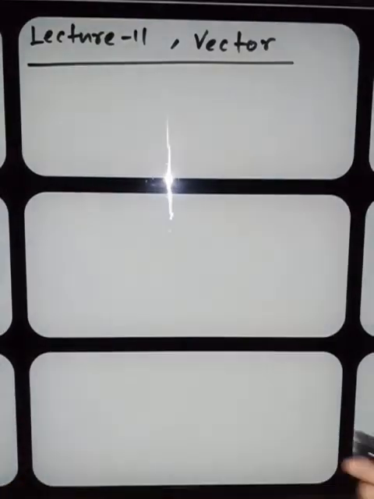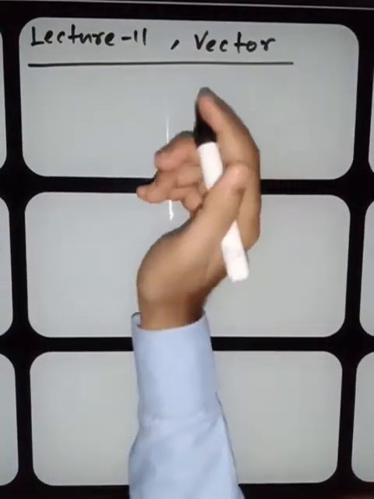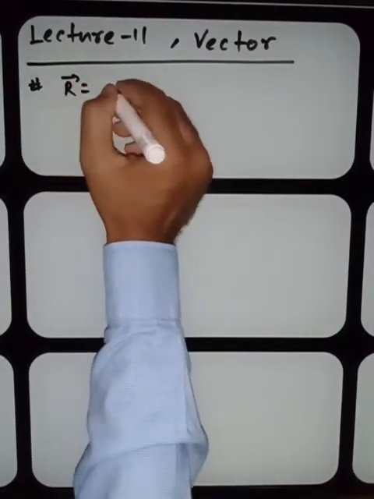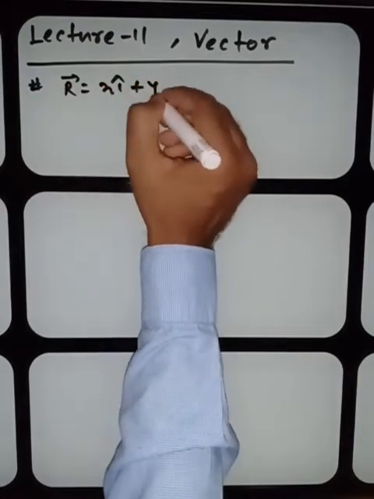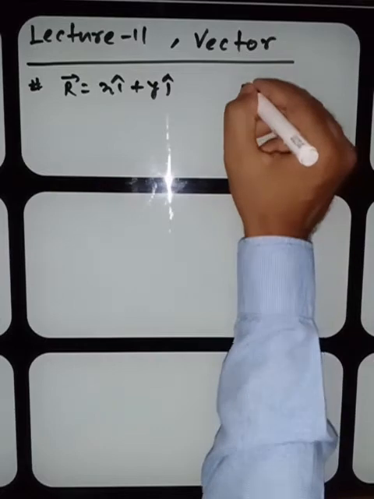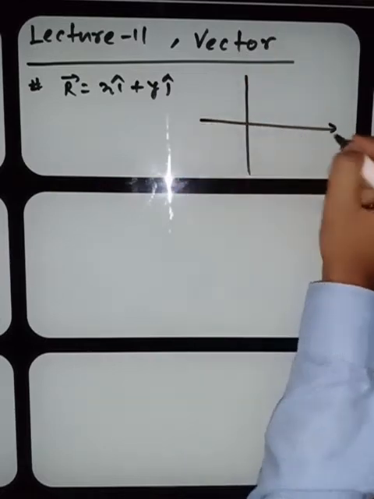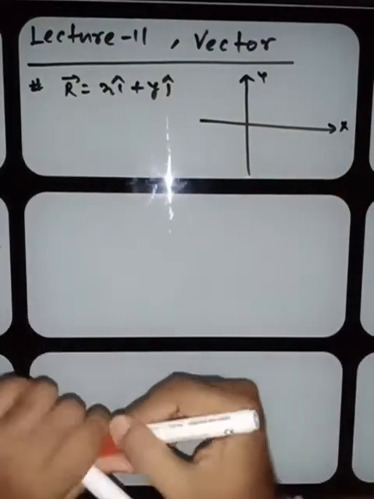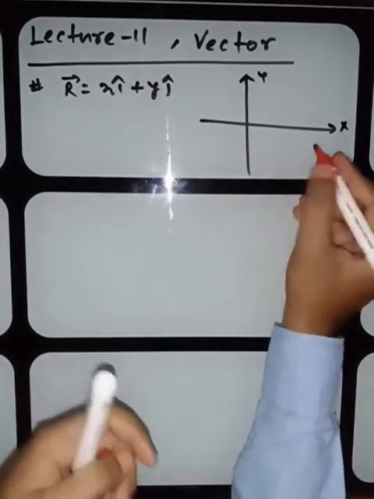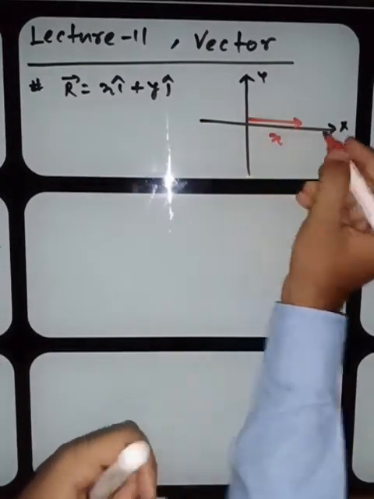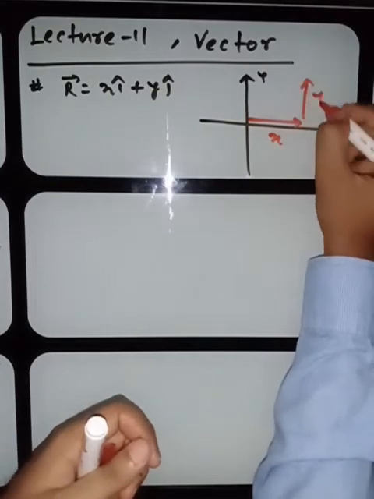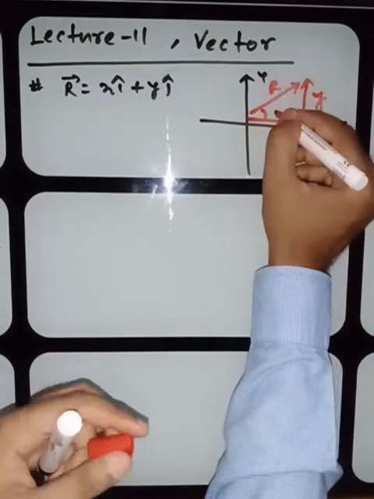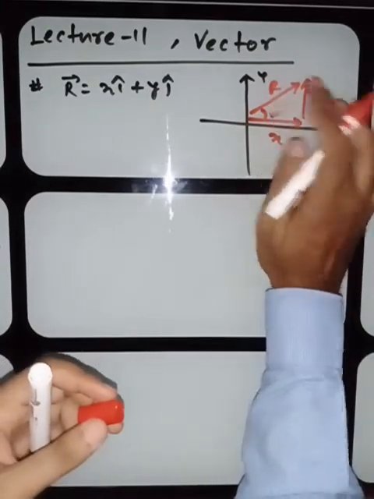All right my dear student, one more thing. Suppose we have a vector R as xi plus yj, we have discussed this already, I'm recalling again. If you represent it over the axes y and x, try to see this vector over these axes. This is xi and this is yj, and the resultant looks like this. This is the angle, suppose it is alpha.